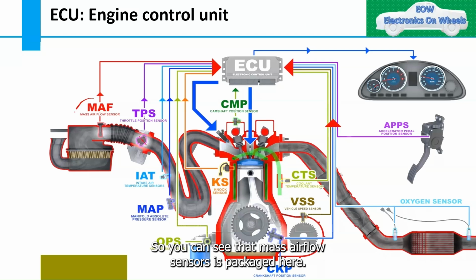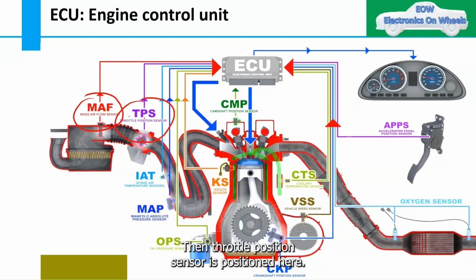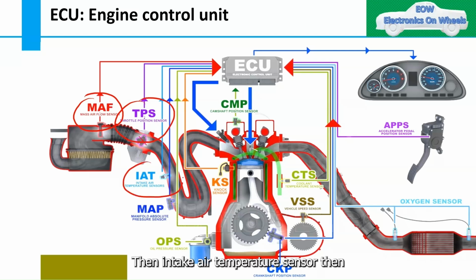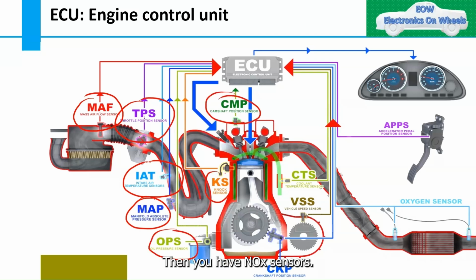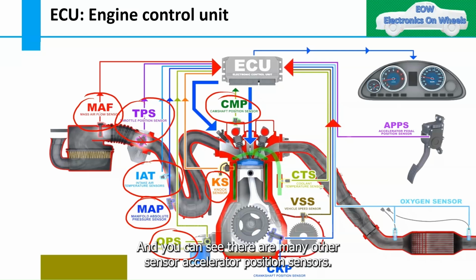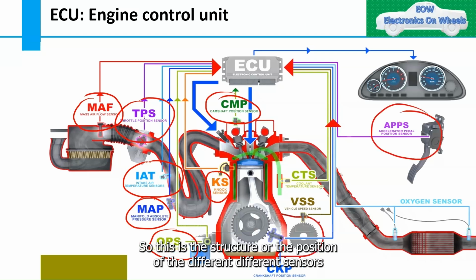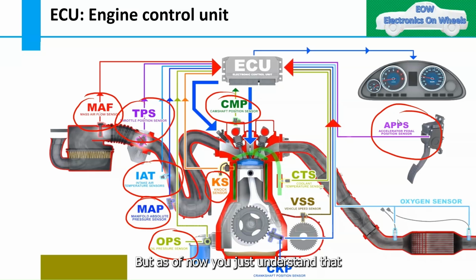You can see that the mass airflow sensor is packaged here, then the throttle position sensor is positioned here, then the intake air temperature sensor, then MAF, then oil pressure sensors, then you have the camshaft position sensor, then you have NOx sensors, and you can see there are many other sensors, accelerator position sensors. So this is the structure or the position of the different sensors, where they are placed and what is their function. We will discuss all these sensors in detail one by one, but as of now you just understand where they are placed and what is their position in the engine.